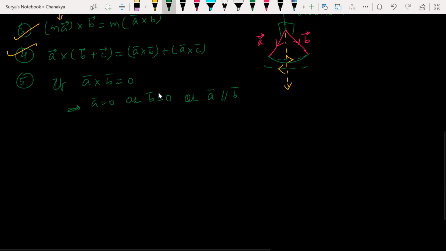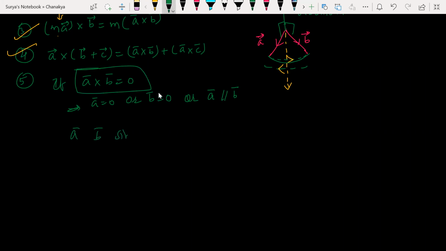Guys, look at this here. I'm saying A cross B is equal to 0. A cross B is nothing but magnitude of A, B sine theta n cap. This is the concept behind that, isn't it? Now A cross B is equal to 0, which means what? Either A is 0 or B is 0, or both are non-zero.